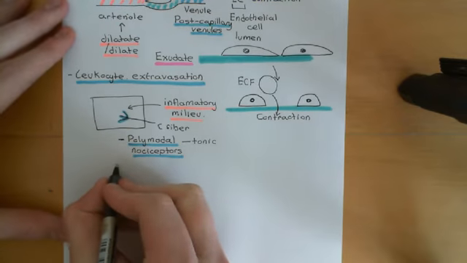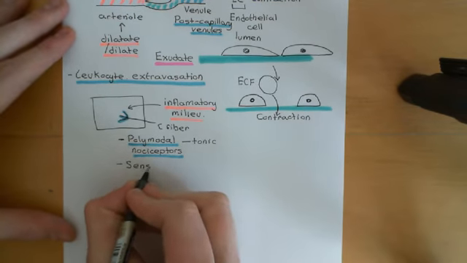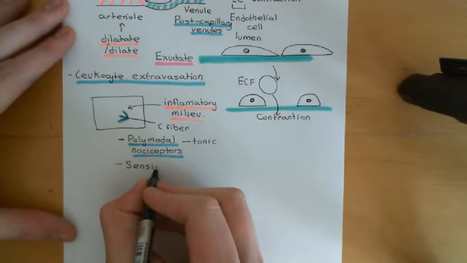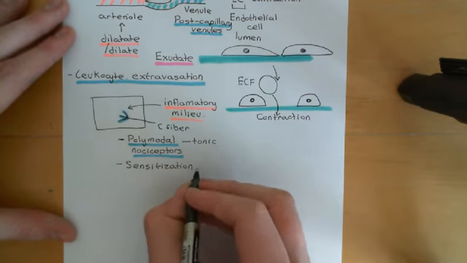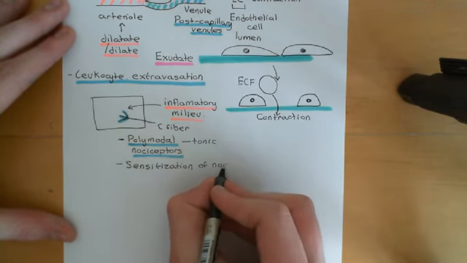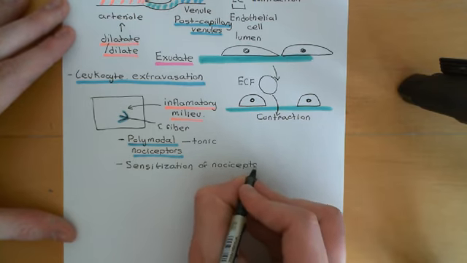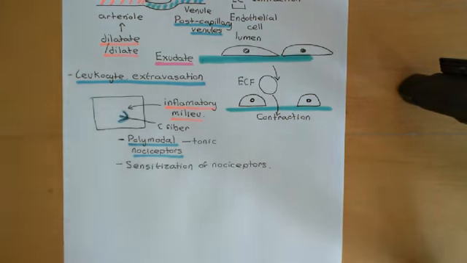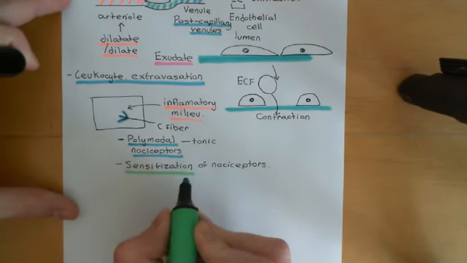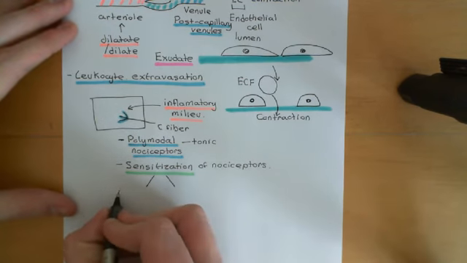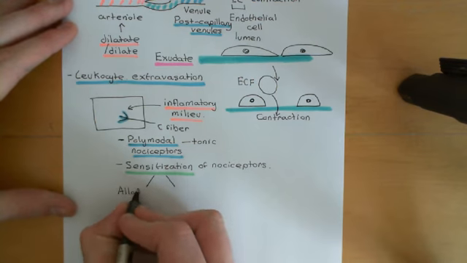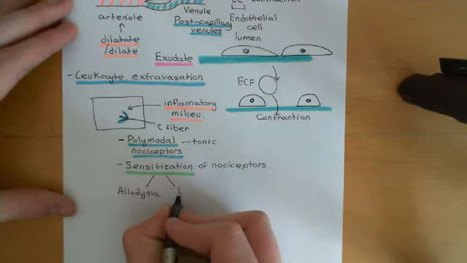The other part is what's known as sensitization of all nociceptors, so not just the polymodal nociceptors, but also the thermal nociceptors and the mechanical nociceptors, which remember are attached to A delta fibers rather than C fibers. So you get sensitization of nociceptors. Now, what does sensitization mean? Well, sensitization can be split into two separate phenomena. So let me put these here. The two separate phenomena of sensitization are allodynia and also hyperalgesia.